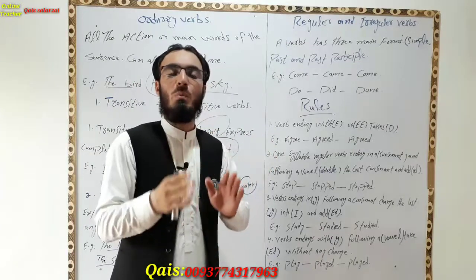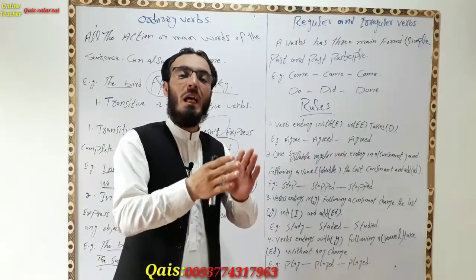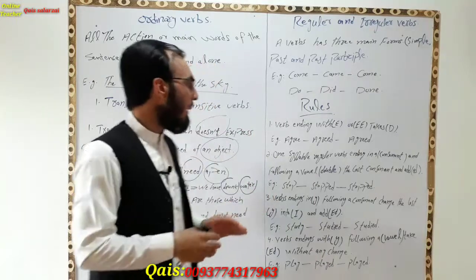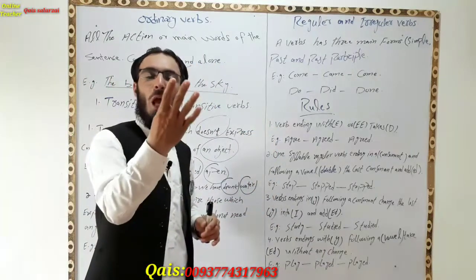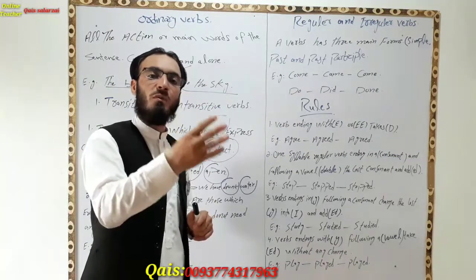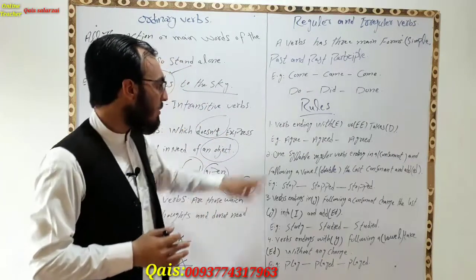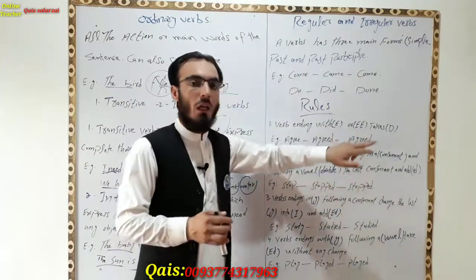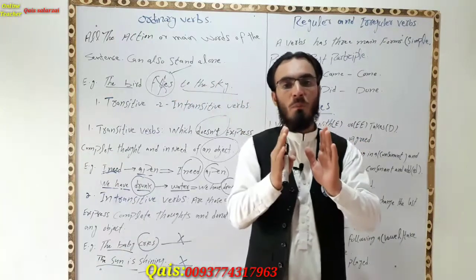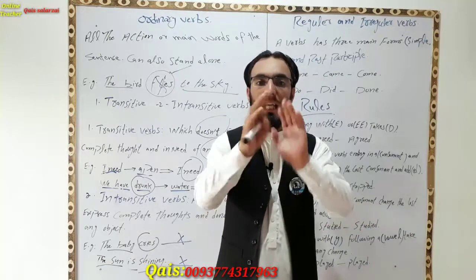But what are the rules for forming or making an irregular verb? Here we are. We have at least 4 points. We have collected 4 main points about making or forming an irregular verb. The first one is a verb that ends with e or double e.